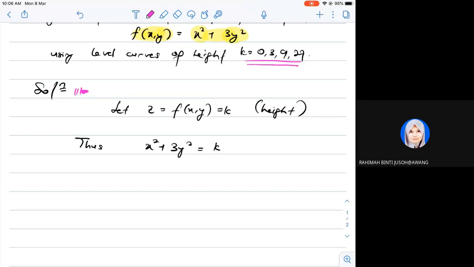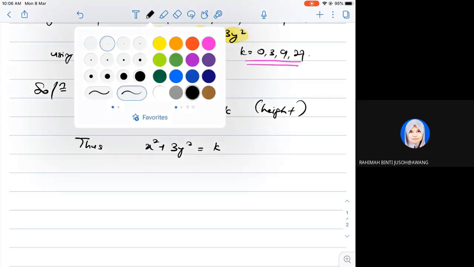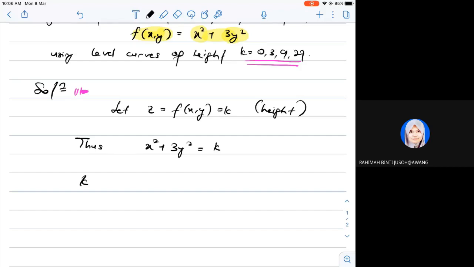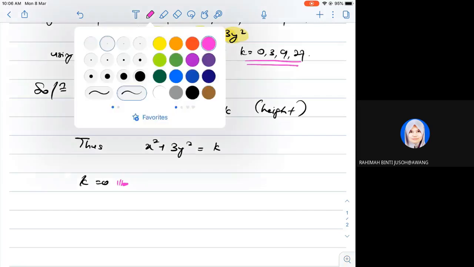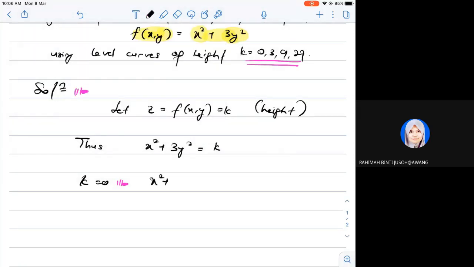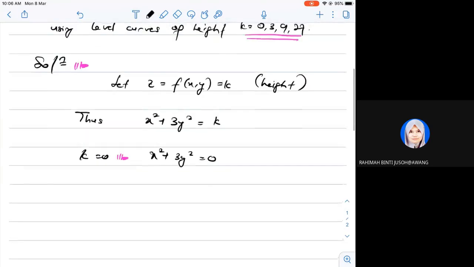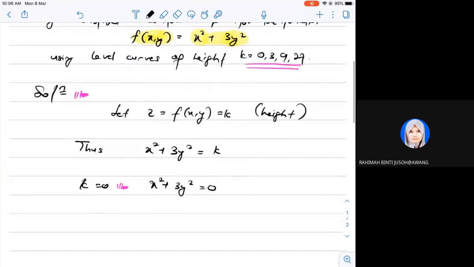So what you should do now is substitute all values of k into this function. Let's start with k equals 0. We will have x squared plus 3y squared equals 0. And then continuing, k equals 3, so we will have x squared plus 3y squared equals 3.